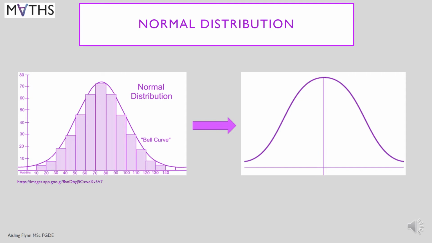Here we have on the left a picture of a symmetrical histogram and a curve, or what's called a bell curve, shaped like a bell, fitted around it. If a large enough study is done and enough bins or bars on the histogram can be made, the histogram begins to look like a curve. This bell curve that we see is known as a normal distribution.